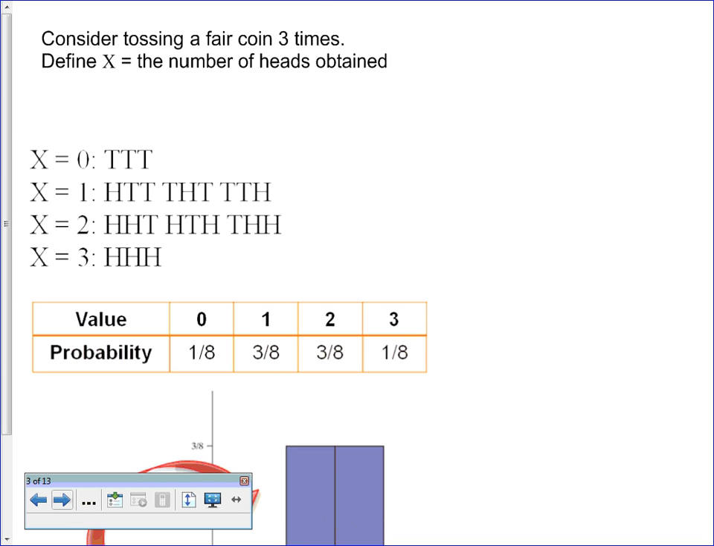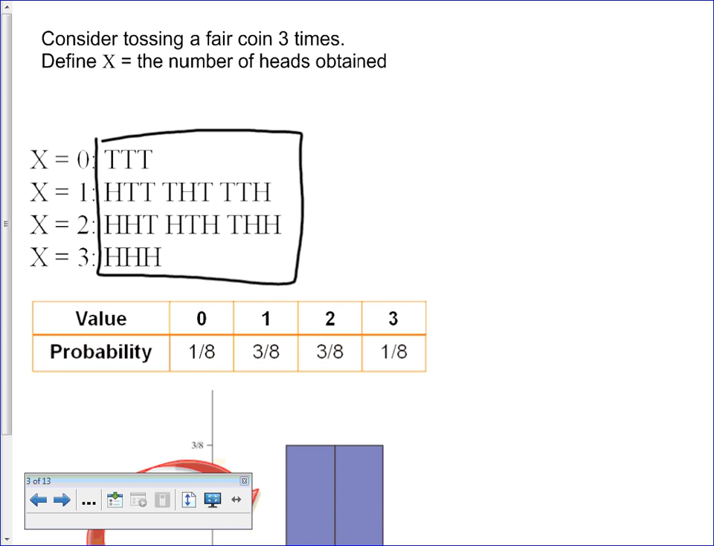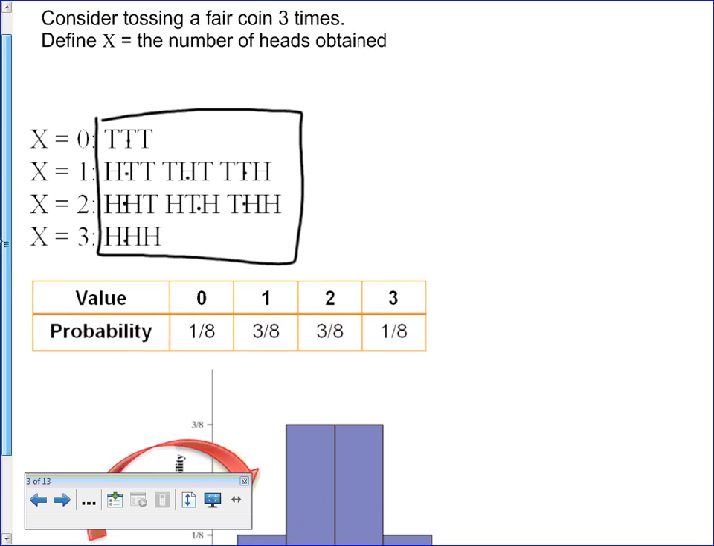So look at this. Consider tossing a fair coin. Define x as the number of heads obtained. So x is now a random variable. And if we flip the coin 3 times, we could get 0 heads, we could get 1 head, we could get 2 heads, or we could get 3 heads. And here is the sample space, right, with 1, 2, 3, 4, 5, 6, 7, 8 outcomes. Now those outcomes are not equally likely.